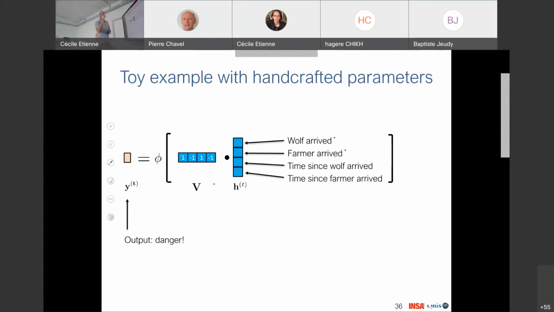The second one, I'm just checking the chat, but Amaury is correct, is responding nicely. Thank you, Amaury.